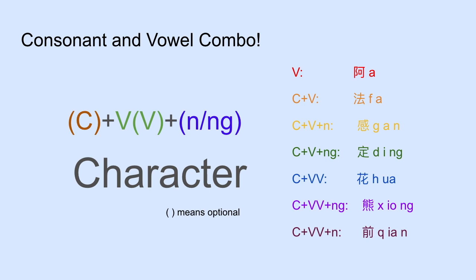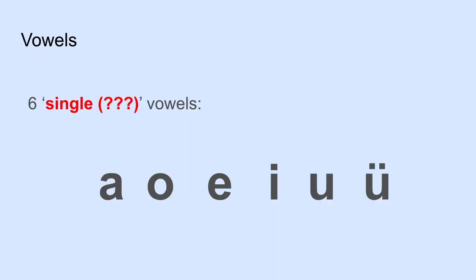So now let's look at them one by one. This episode is all about vowels. I will make another video about consonants. So all vowels in Chinese start with the six single vowels. They are a, o, e, i, u, ü.